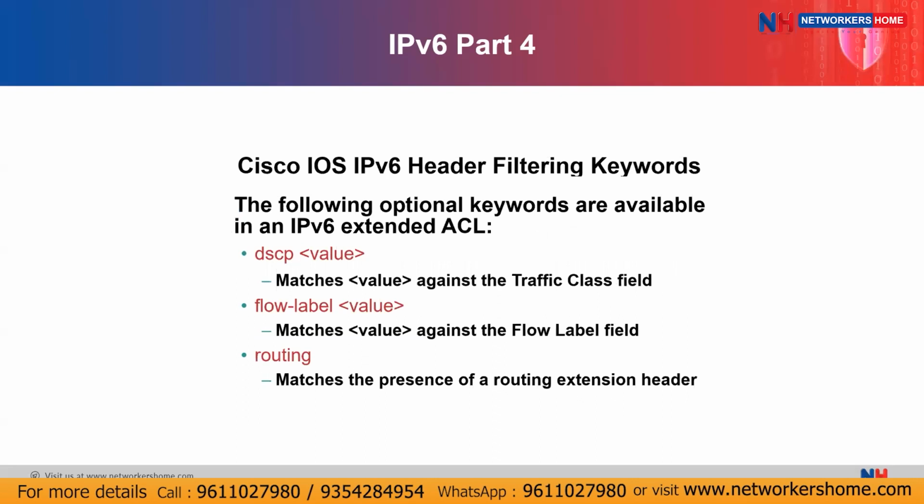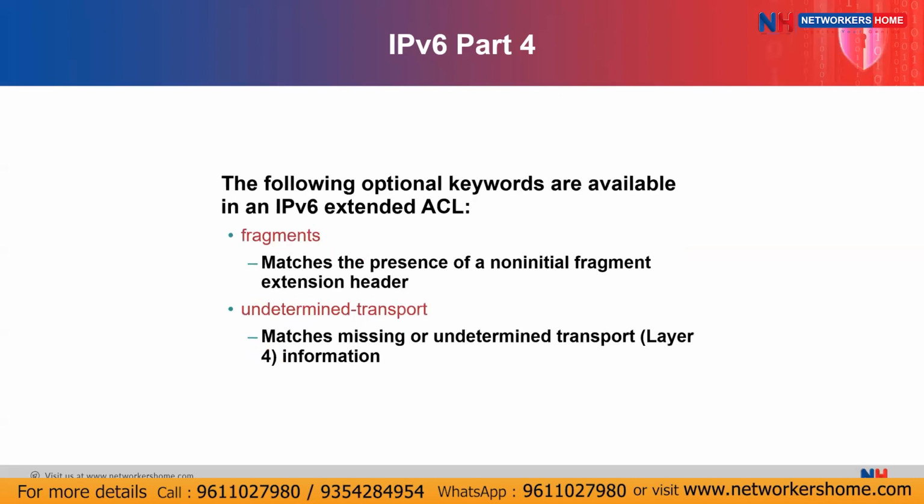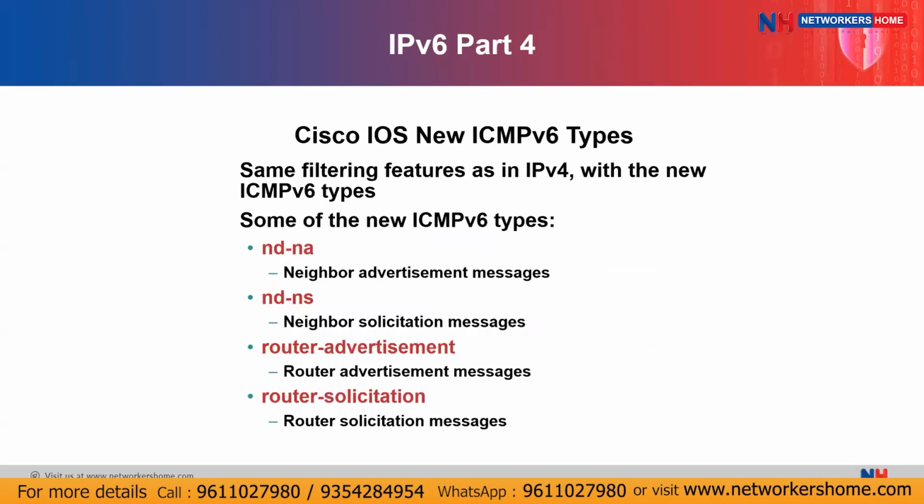The following optional keywords are available in IPv6 extended ACL. This is the extra features we have. DSCP matches the differentiated services code point value against the traffic class field. Flow label we can decide. Routing matches the presence of the routing extension header. These are the new features we have in IP version 6. Also we have fragments, which matches the presence of the initial fragment extension header, and undetermined transport, which matches missing or undetermined transport layer information. And some filtering features as IPv4, along with the new ICMPv6 type.